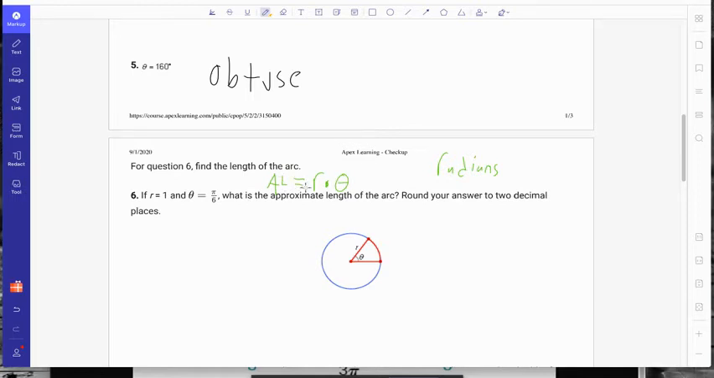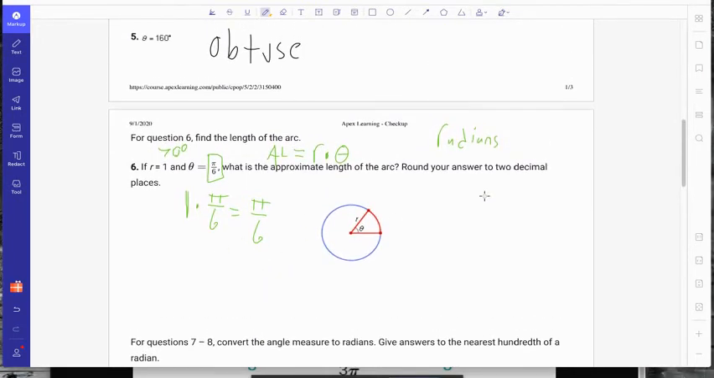So if I know arc length is equal to the radius times theta, if my radius is 1 and my theta is pi over 6, my arc length is pi over 6. It's just straight multiplication. And I know this is in radians because there's a pi. If it was degrees, it would say 70 degrees. It would have the degrees symbol there. So we know this is radians.